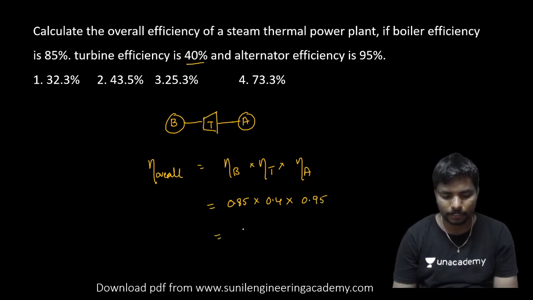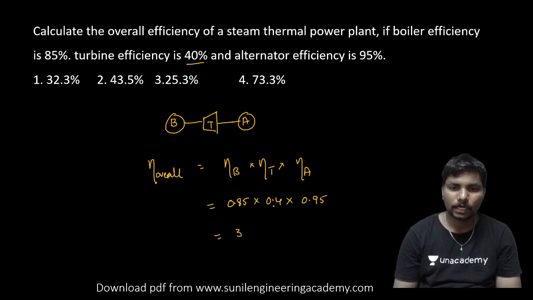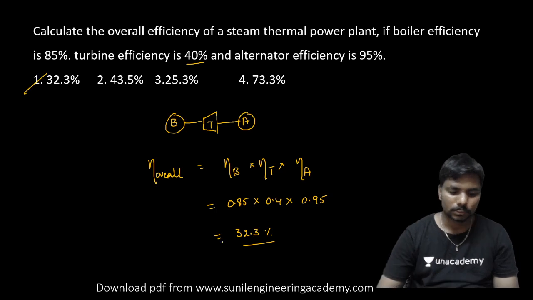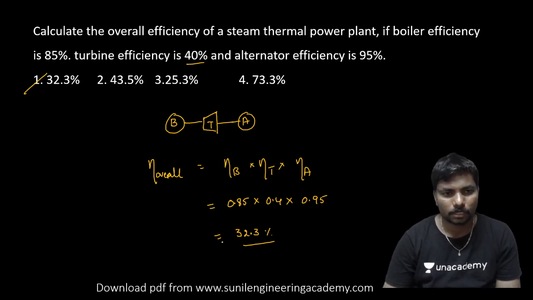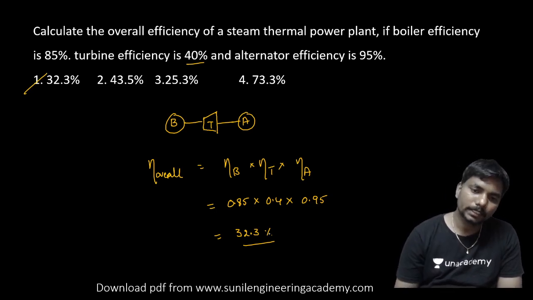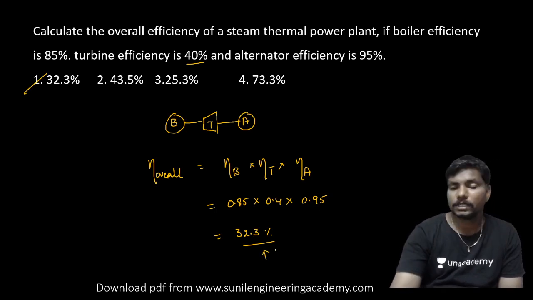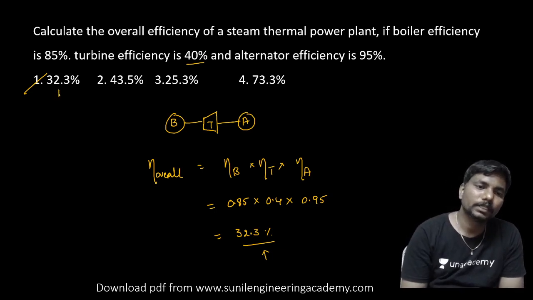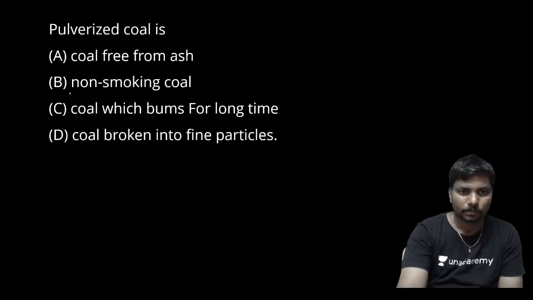So then if you multiply this, you will get less than 0.4, that is 32.3. So 32.3%. So the answer is option A or option 1. Okay, we just have to multiply. I already said thermal power plant efficiency is limited to 30 to 40%. Only one option is there, so we can directly give it.